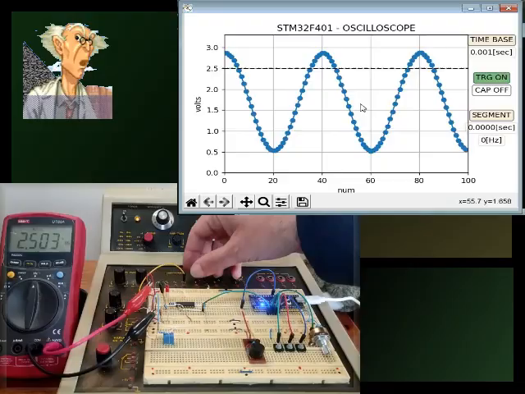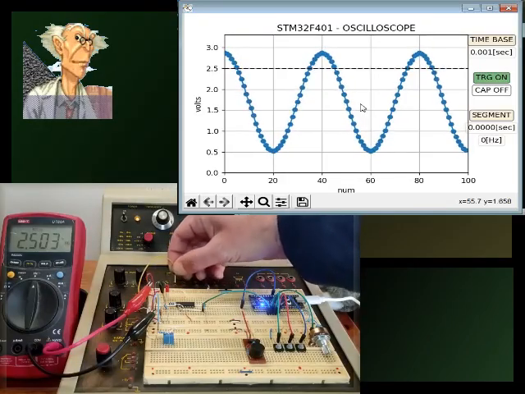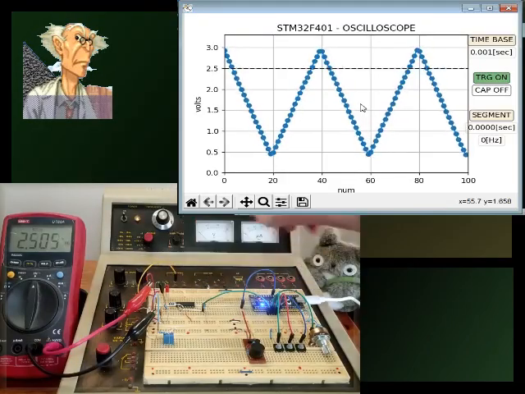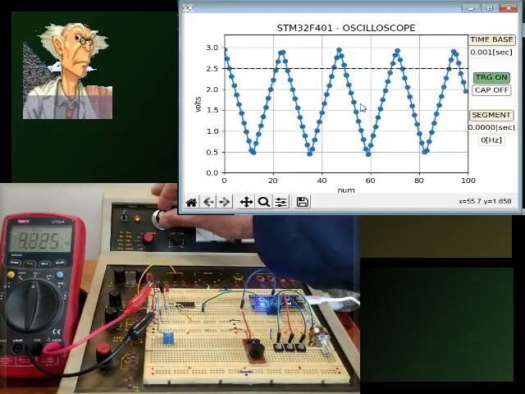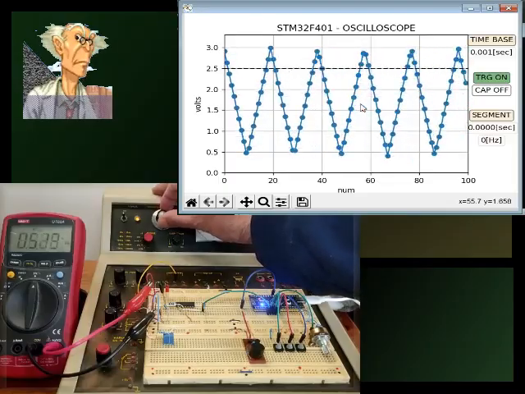Now let's check how the oscilloscope behaves with a different waveform. Let's raise the frequency to higher values and adjust the timescale.